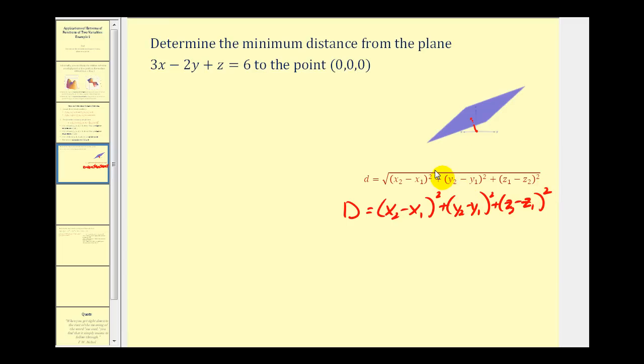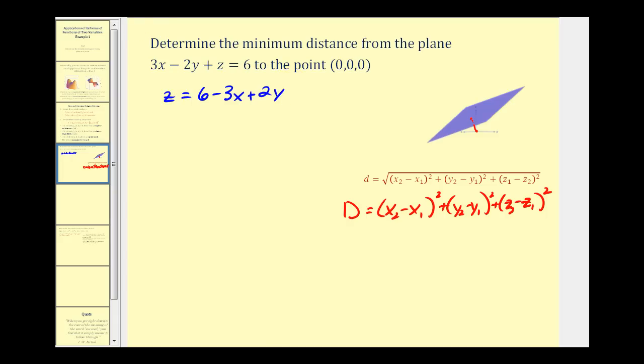So let's see if we can come up with a function in terms of three variables and then somehow rewrite it in terms of two variables, given that one of the points has to lie in this plane. What I mean by that is we could easily solve this equation for z in terms of x and y, and then we could have all three coordinates in terms of x and y. So if we solve this equation for z, we would have z equals 6 minus 3x plus 2y.